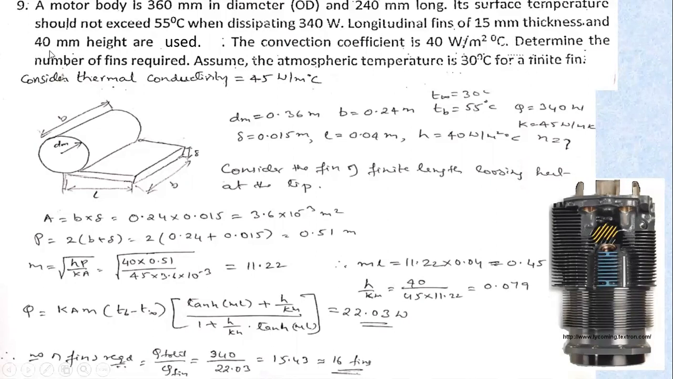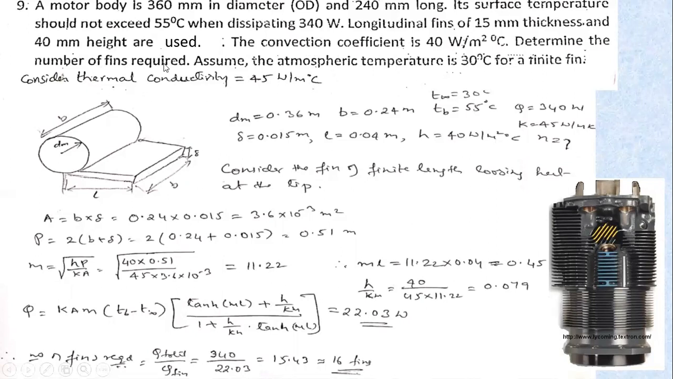Again, listen here, it is height. Wherever you get height, you consider it as the length of the fin. That is the length of the fin which is extruding from the body. You can see the horizontal fins which extrude. This is the length of the fin extruding from the body, which is nothing but the height of the fin. The convection coefficient is 40 watt per meter square degree centigrade.